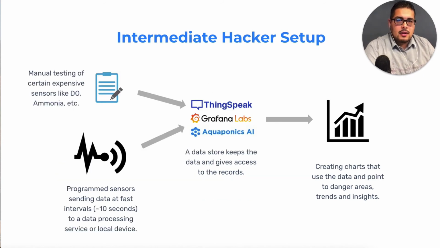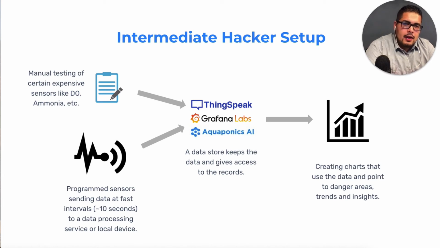And then you get into the more intermediate setup where you have the manual testing. So you have maybe a clipboard or something that you're going around checking all the tests and the dissolved oxygen. Those are expensive sensors, like the dissolved oxygen, and you want it to be accurate, and you don't want it to be off so that your fish die. So you need to pay some money for a dissolved oxygen meter. Otherwise, you can just manually test it with a strip or something. That can potentially be more accurate depending on your guess and the number.